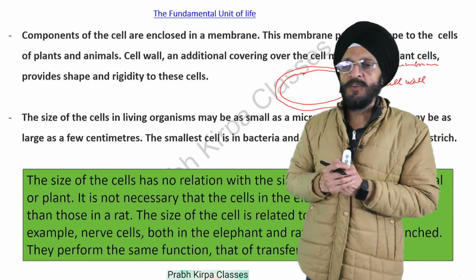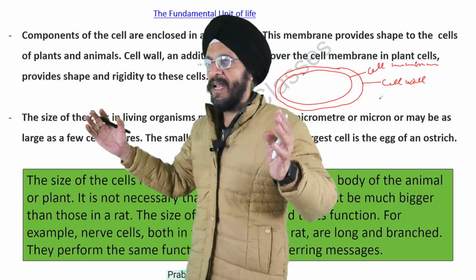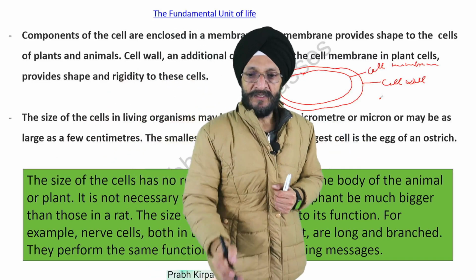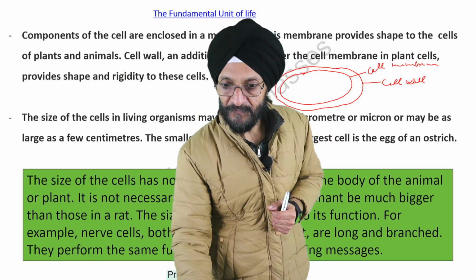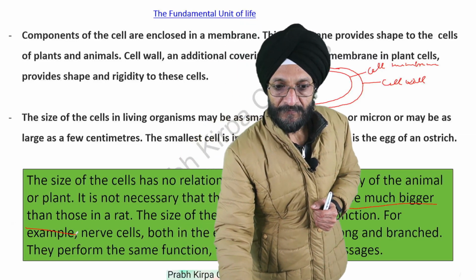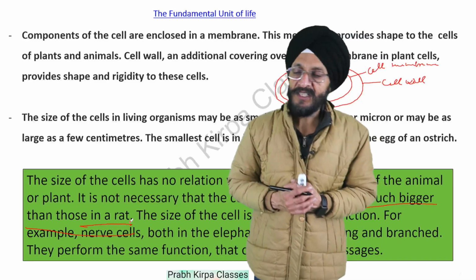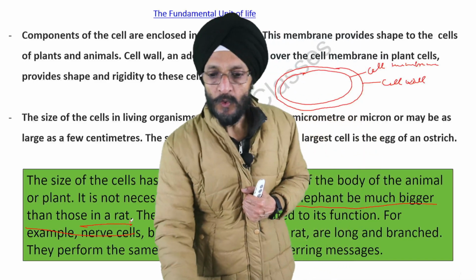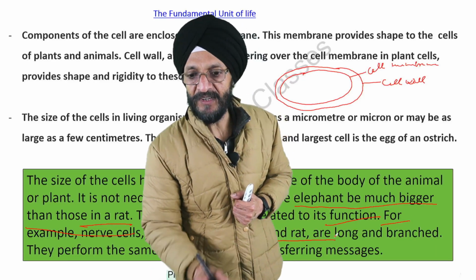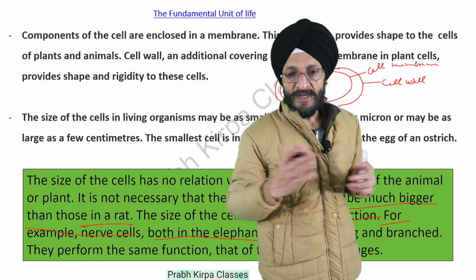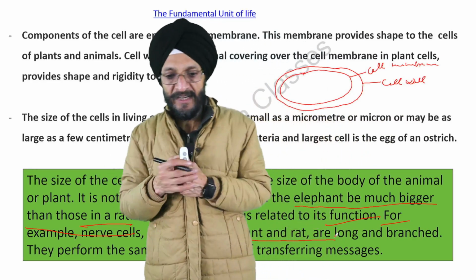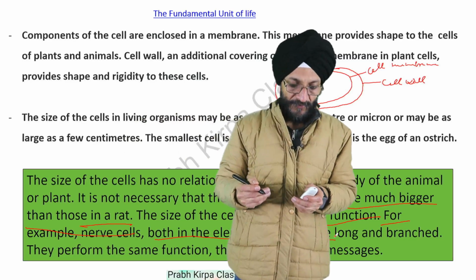It means that we should not think that if the size of the plant or animal is big, the size of the cell present inside it will be very big. It is not necessary that the cells in an elephant be much bigger than those in a rat. The size of the cell is related to its function. For example, nerve cells both in the elephant and rat are long and branched. The nerve cells perform the same function in the elephant and rat, that is the transferring of messages.